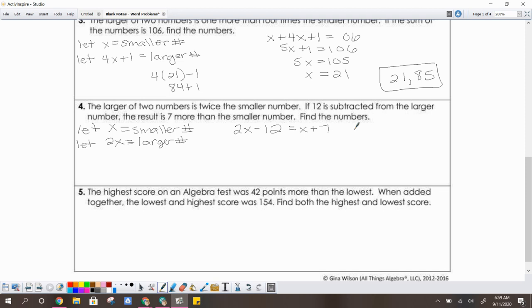Find the numbers. So now this is a multi-step equation with variables on both sides. So step 1 is to move all the variables onto one side. I'm going to move the smaller one to the other side. So I'm subtracting x from both sides. So now I have x minus 12 equals 7. And now I can add 12 to both sides. So x equals 19. Now that's the smaller number. So to get the bigger number, we're just taking 2 times 19. And 19 times 2 is 38.